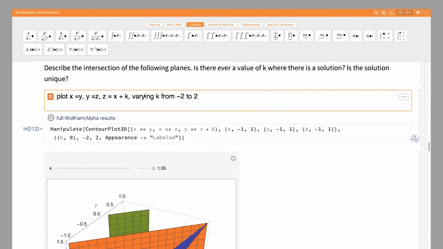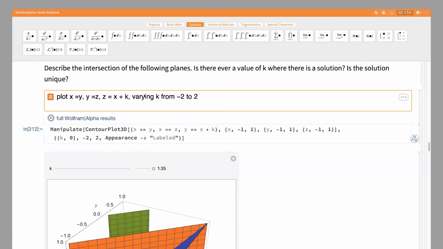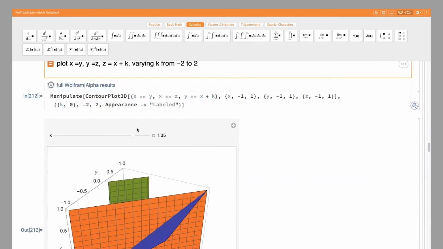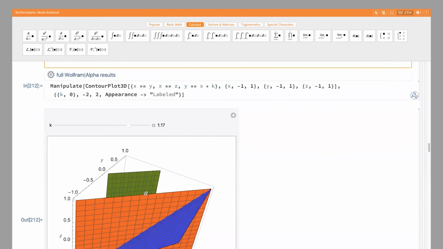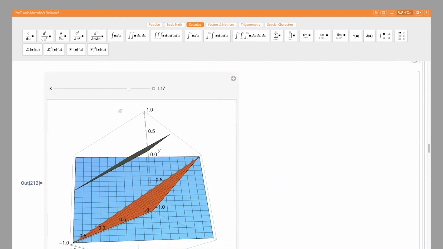You can start asking more open-ended questions and allow the technology to explore them. So you could ask, is there ever a value of K for which there is a solution? Is that solution then going to be unique? And you could specify what set of parameters you're looking at. So we varied this parameter K here, and also, you can adjust the view we're looking at here. And we can adjust this plane.